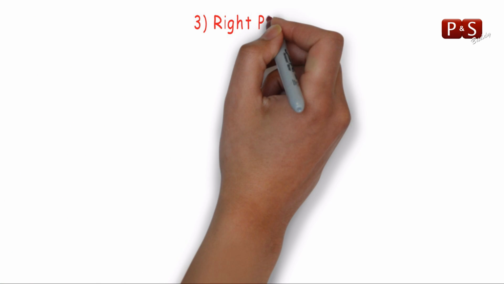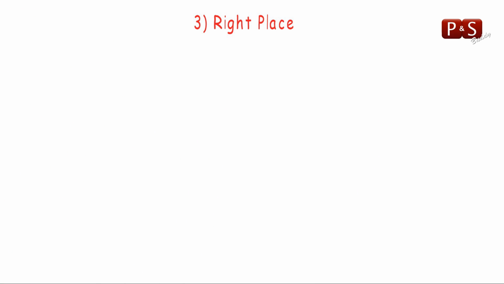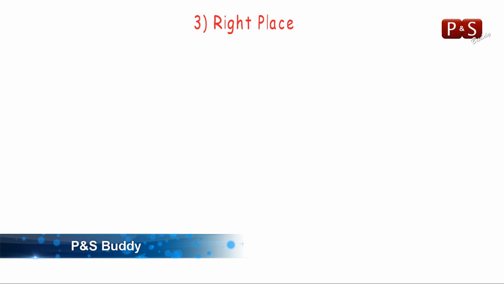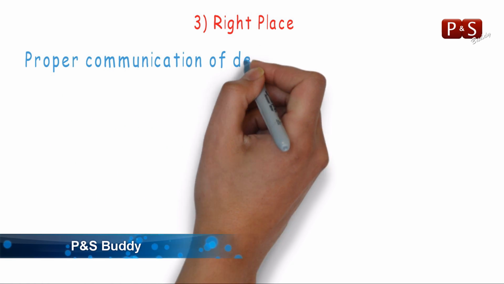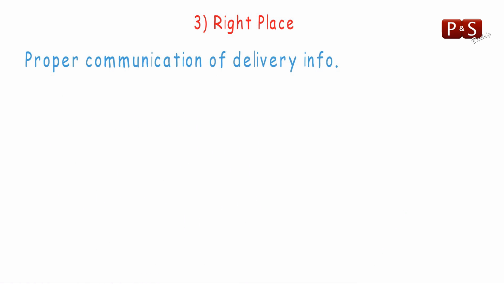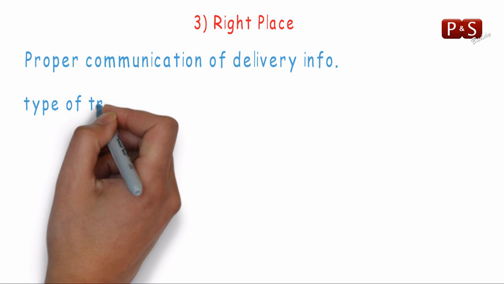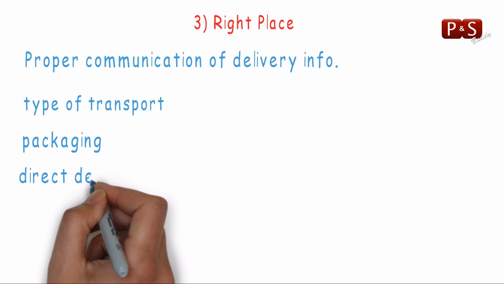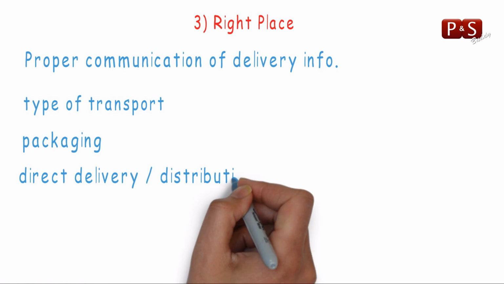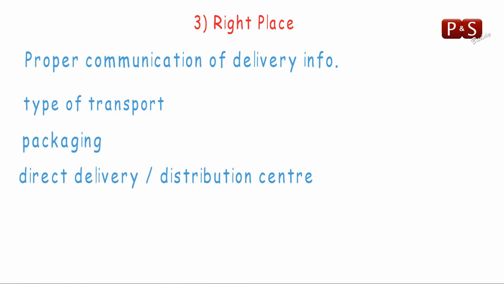Next is the right place. Buyers need to acknowledge that there are chances of wrong delivery, and it is the buyer's responsibility to ensure that the delivery information is properly communicated to suppliers. Some other matters related to right place. What kind of transport to be used? How the goods to be packed? Whether the supplier delivers directly to different sites or they deliver it to a distribution center who then distribute it as needed.